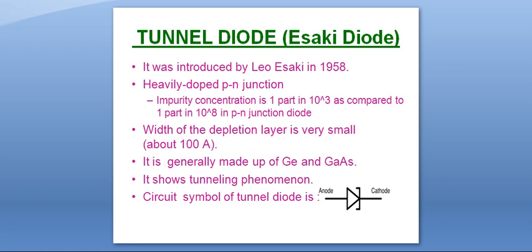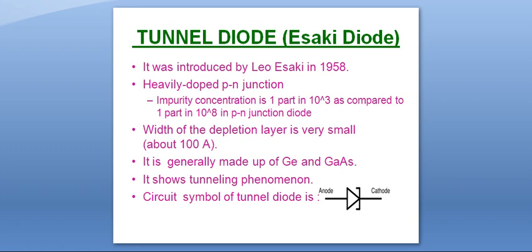An ordinary PN junction diode has an impurity concentration of about 1 part in 10 power 8. But in the tunnel diode we have 10 power 3. So compared to that, this is a lower impurity concentration, but we are using it in oscillator circuits like that.